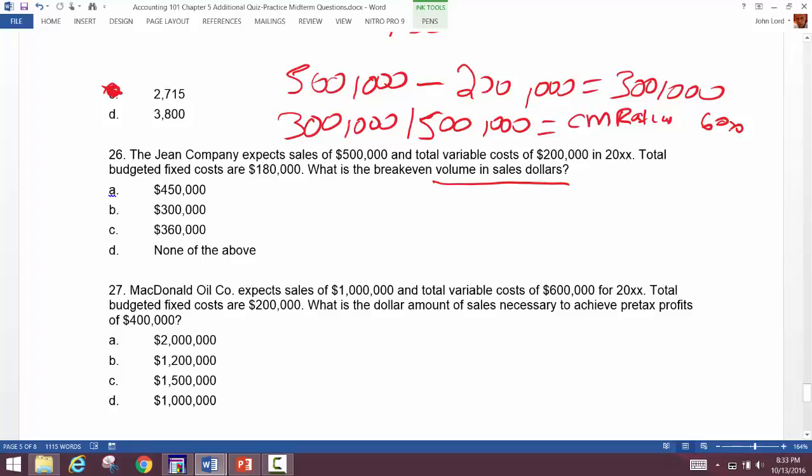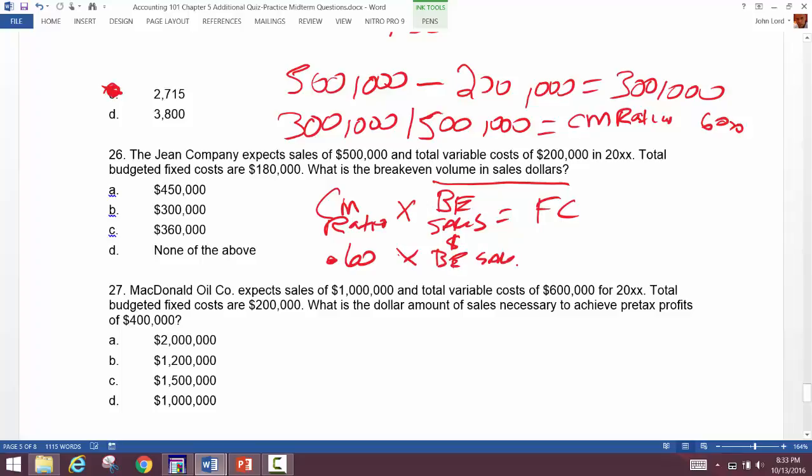Right? I can do it by unit. I can do it on the total. So now I take that contribution margin ratio times my break-even sales dollars. Got to equal fixed costs, right? Okay, what's my contribution margin ratio? 0.6. I don't know my break-even sales yet, but I'm getting close. Equals fixed cost of 180,000.